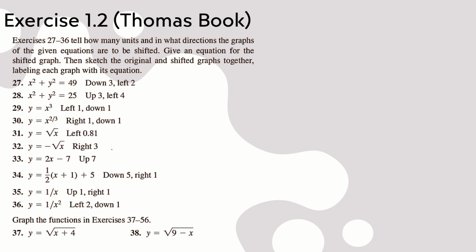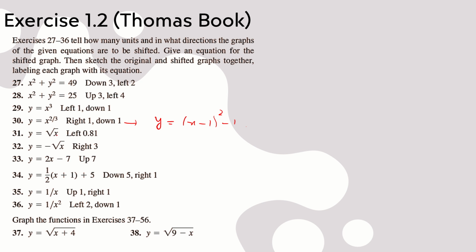Similarly, if you see this one, if I do this question number 30, it is shifted 1 unit to the right and 1 unit down. So it will simply take y is equal to (x minus 1) square to the right, and 1 unit down, so it's minus 1. And the graph can be drawn easily.